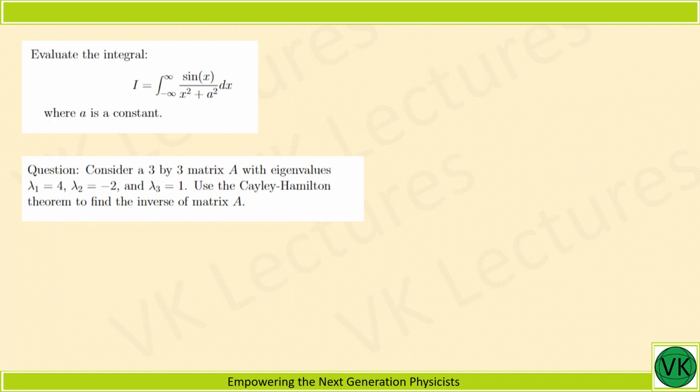Here are a few questions that you can try. The first question is to evaluate the integral I equal to the integral from minus infinity to plus infinity of sin of x divided by x square plus a square dx, where a is a constant. Question number 2: consider a 3 by 3 matrix A with eigenvalues lambda 1 equal to 4, lambda 2 equal to minus 2 and lambda 3 equal to 1, and you are asked to find the inverse of the matrix A using the Cayley-Hamilton theorem.